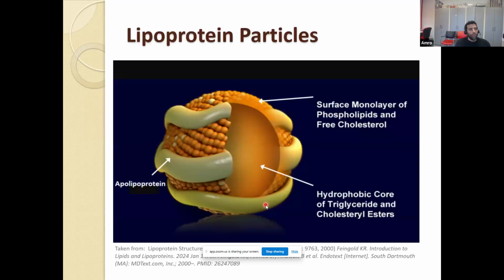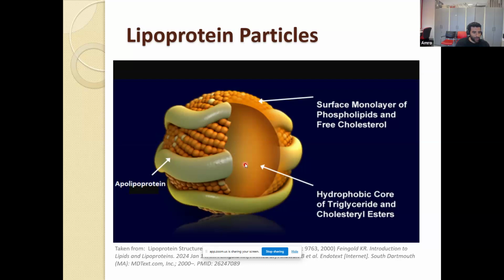So what are lipoproteins? This is a nice picture of a non-specific lipoprotein, but essentially lipoproteins are complex spherical molecules that transport lipids around the blood to their target tissues. So in many ways, they're like glorified taxis or Uber drivers.